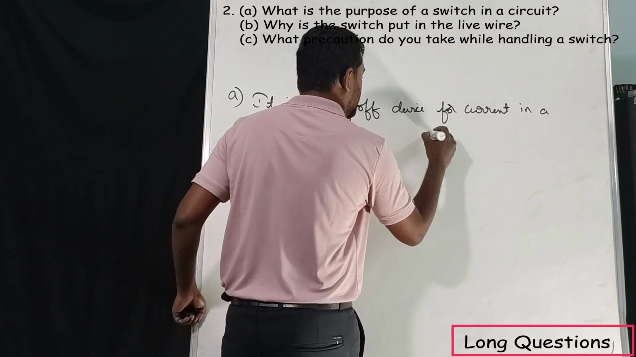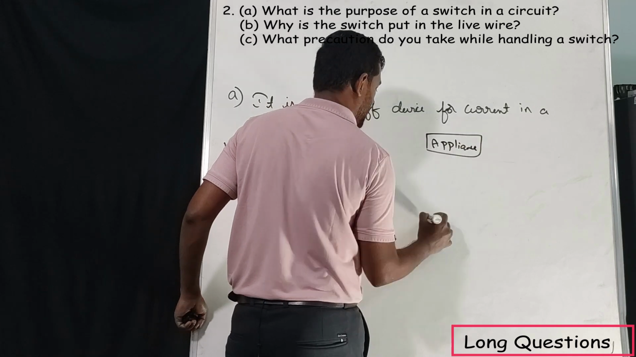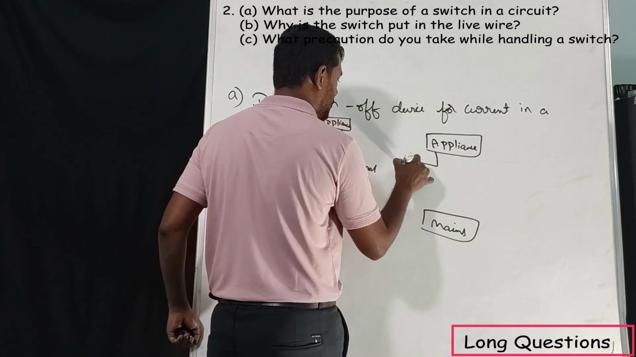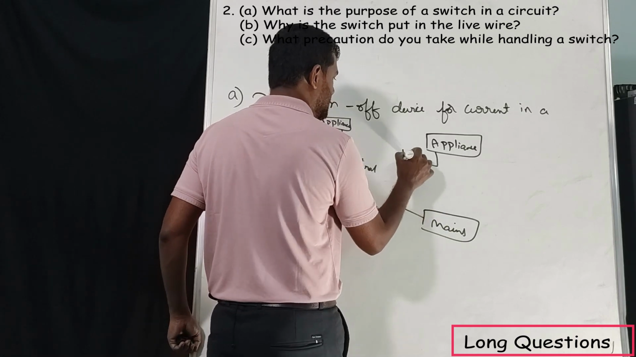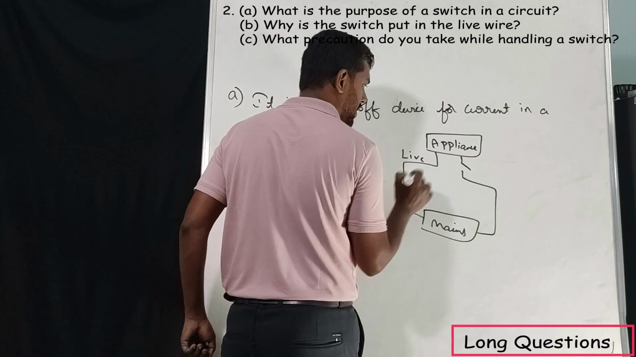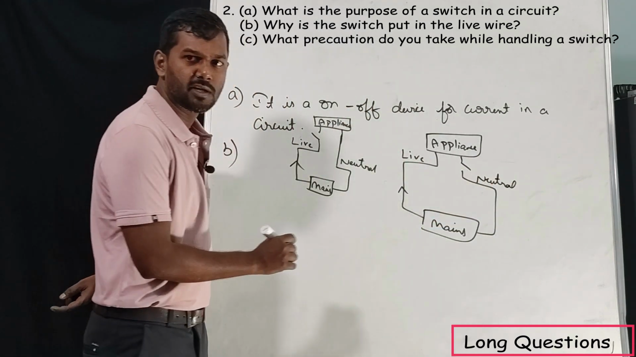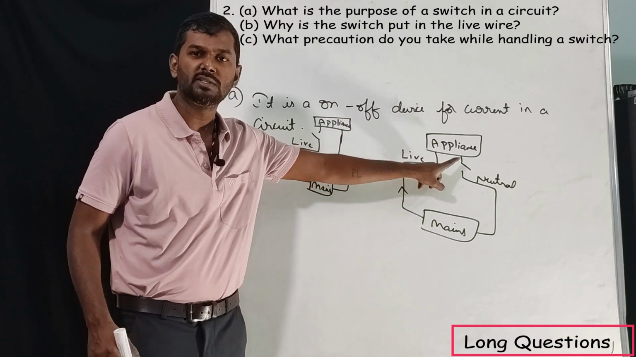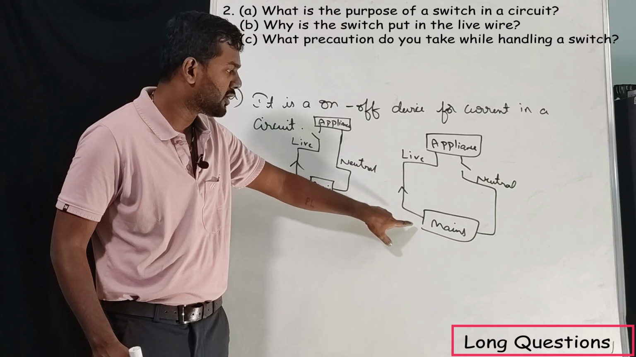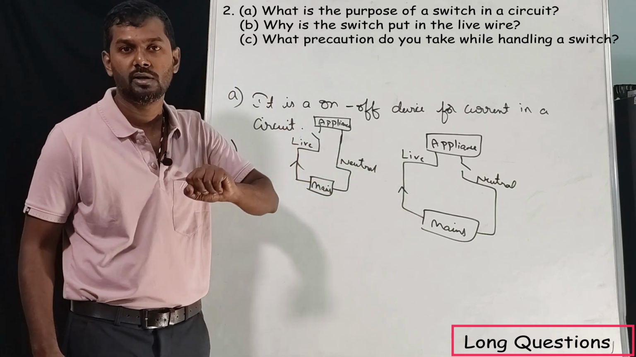What if I connect the same switch in neutral? See, from live wire, this is live. In neutral, I'll connect the switch. Okay, this is the neutral. So what is the main problem that happens here? Even though the circuit is off, the switch is off, this appliance remains connected to the mains with a high potential wire, that is nothing but live wire.